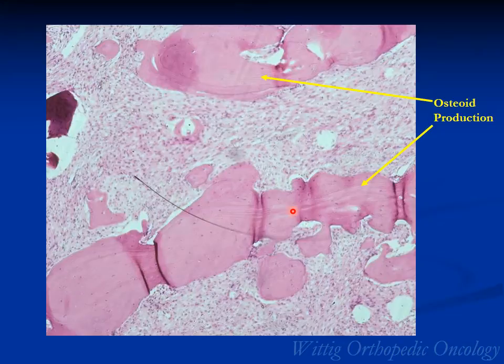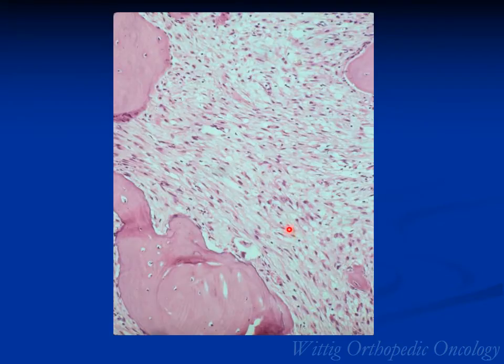This is a higher power view demonstrating the osteoid production or the bone, immature woven bone production, and the fibroblastic tissue. High power view of the fibroblastic tissue. There's relatively bland looking cells. The cells are very similar in size and shape. It is hypercellular in nature. There may be some mitotic figures scattered throughout here, and there is bone production. There is no osteoblastic rimming.